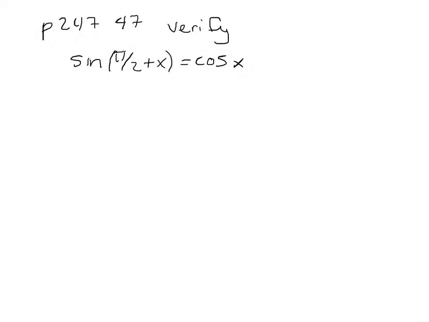So we're supposed to verify one side equals the other, so we're going to jump in and use the sum formula for sine. So we're going to have the sine of pi over 2 times the cosine of x plus the cosine of pi over 2 times the sine of x.